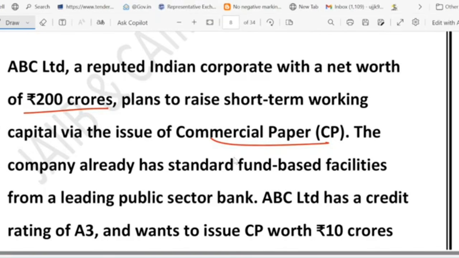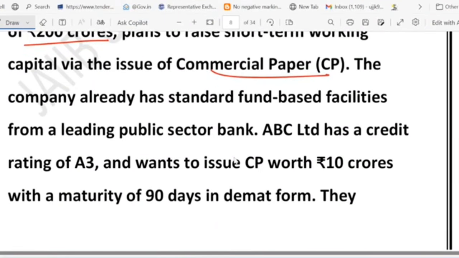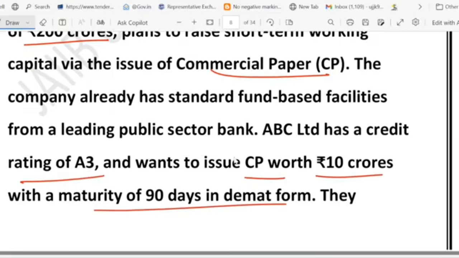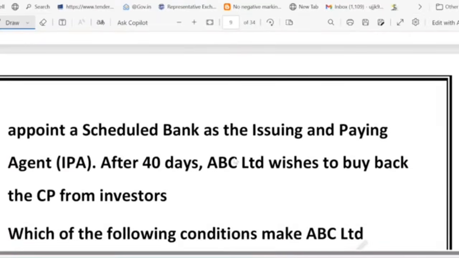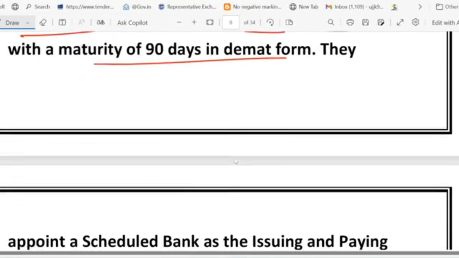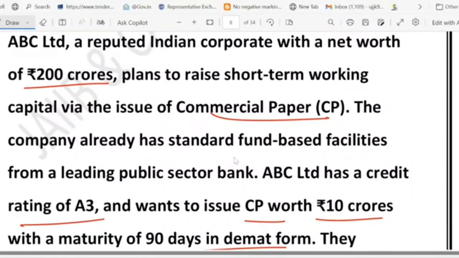The company already has a standard fund-based facility from a leading public sector bank. ABC Limited has a credit rating of A3 and wants to issue CP worth 10 crore with a maturity of 90 days in demat form. They appoint a scheduled bank as the issuing and paying agent, that is IPA. After 40 days, ABC Limited wishes to buy back the CP from the investor. So basically every aspect has been taken care of in this particular scenario.